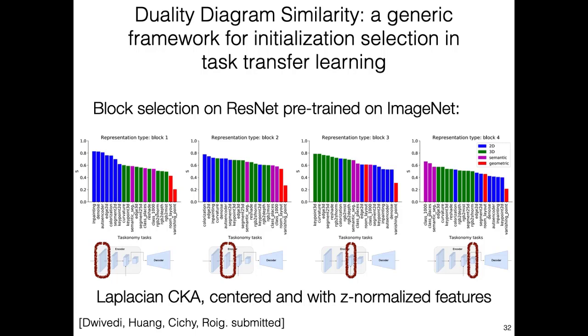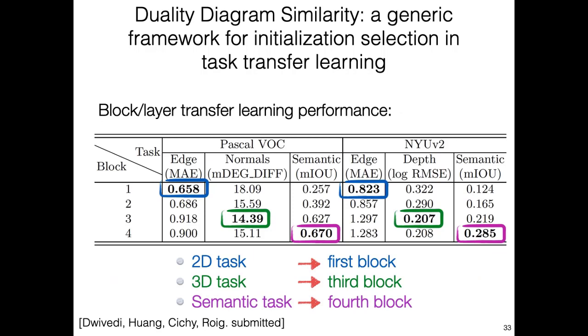The second is not so clear, so between 2D and 3D. The output of the third block of this pre-trained ResNet on ImageNet is more related to 3D tasks, and the fourth block is more related to semantic. And here we use Laplacian centered with Z-normalized features, which is what we found works best in the previous setup. So how do we test this?